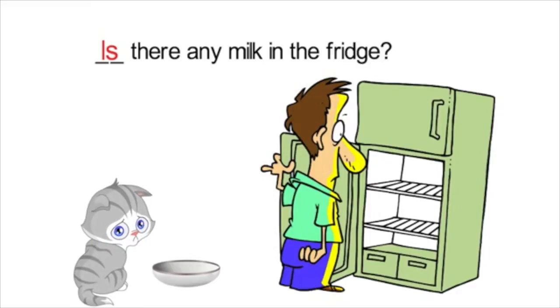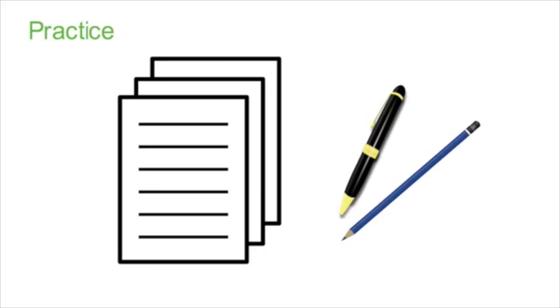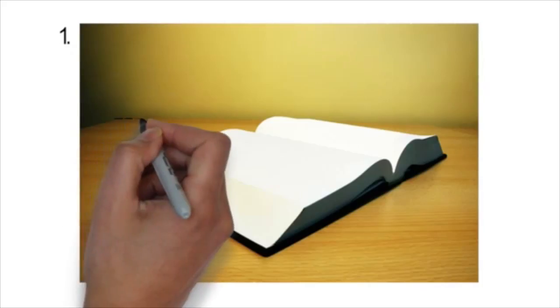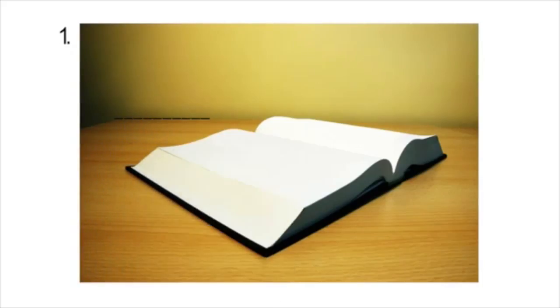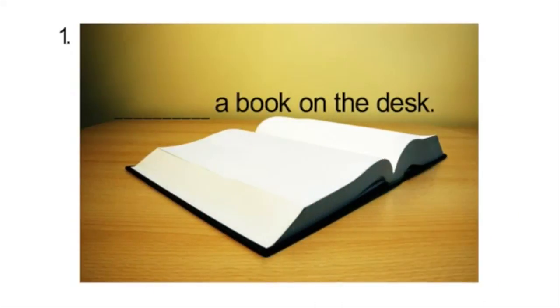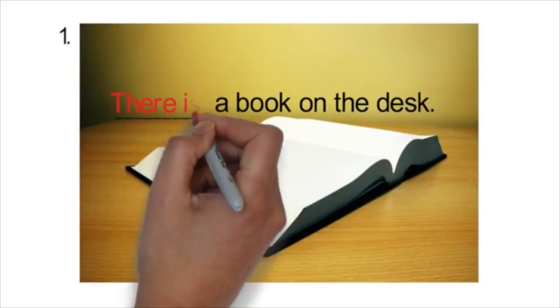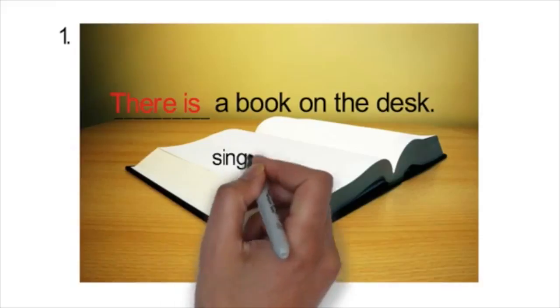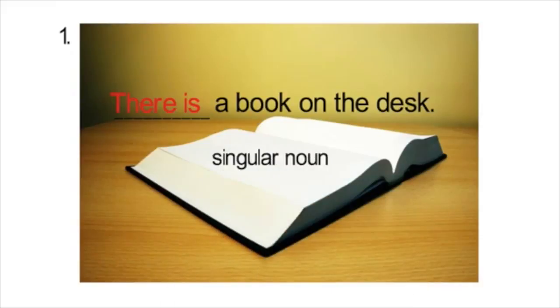Let's practice some of what we have learned so far. You will need your note-taking sheet and a pen or pencil. Number 1. What goes in the blank? There is or there are? That's right, we need to put there is, because we are referring to a book, a singular noun.